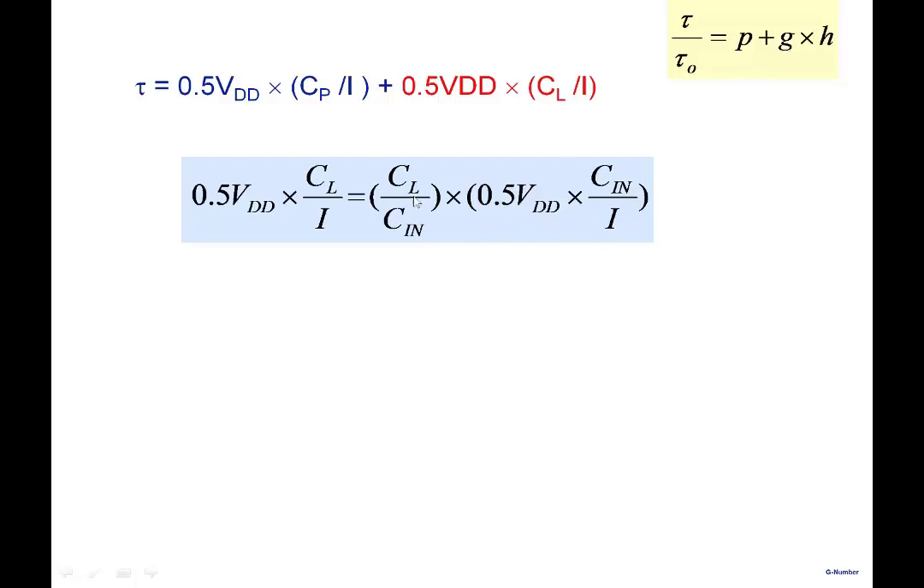Now, this part is clear. CL by C in is the ratio of the load capacitance to the input capacitance of that particular gate. So that's our H here. It's a dimensionless ratio, so that's the H part. Let's look at this particular factor in a little bit more detail.